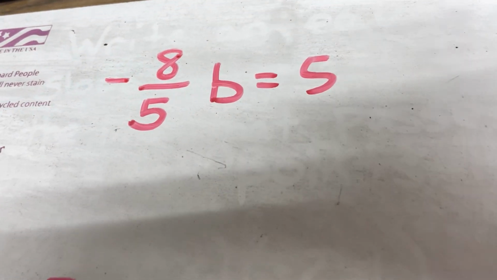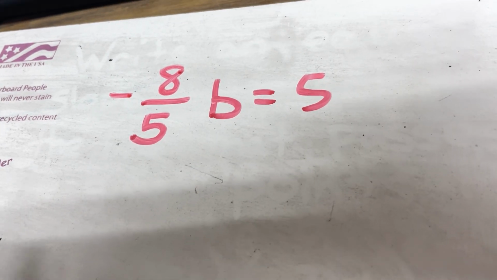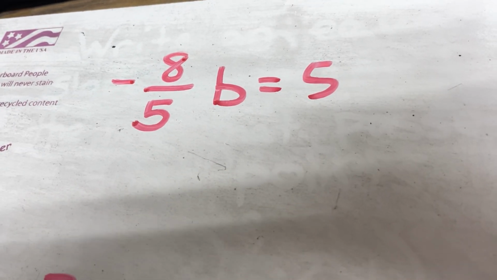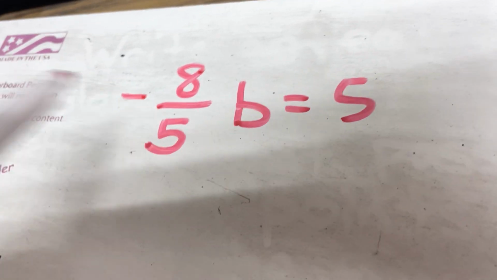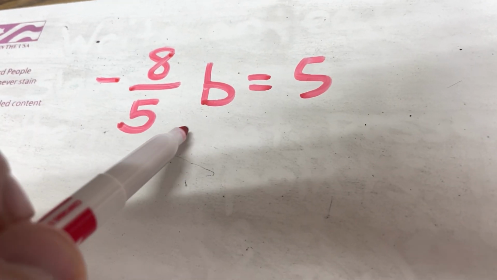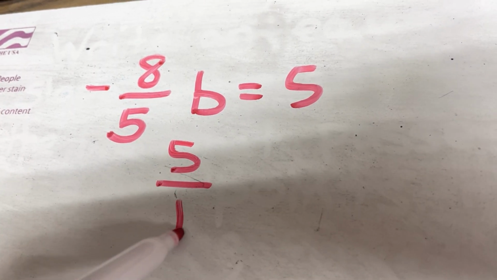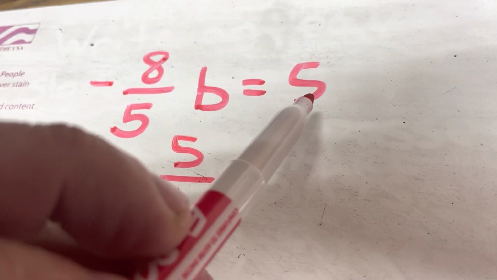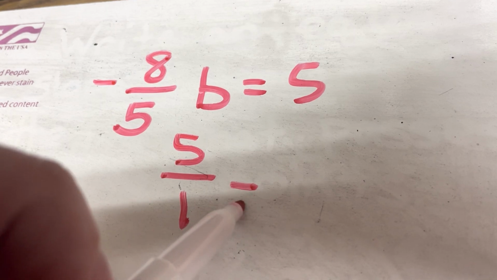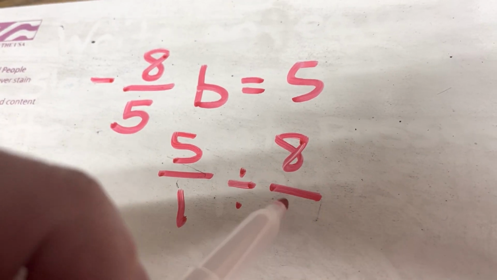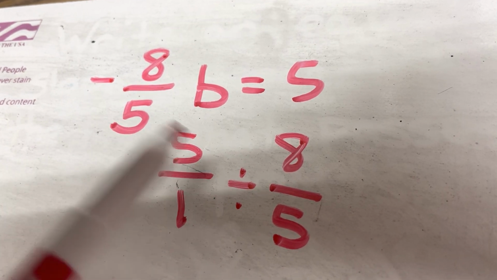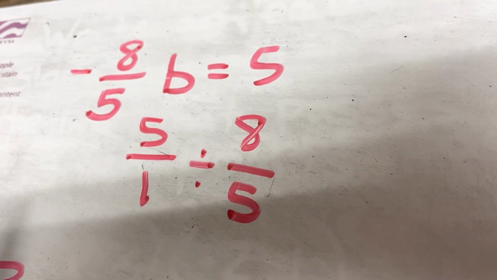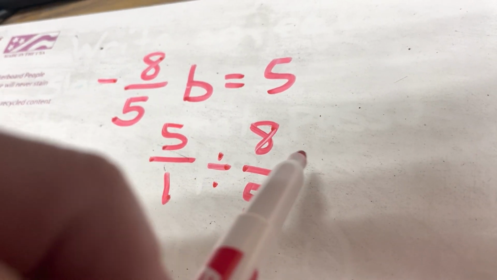All right, let's go ahead to the second part of our problems here. -8/5b equals 5. Well, a couple things to keep in mind. It's a multiplication equation, so I'm going to need to divide. I'm going to divide everything by -8 over 5. So I'm going to take 5 over 1, which is what my 5 is becoming, and divide that by 8 over 5. Now, I know it's a negative, so I can forget about that for now, but I'm going to need to remember to put a negative in my final answer.